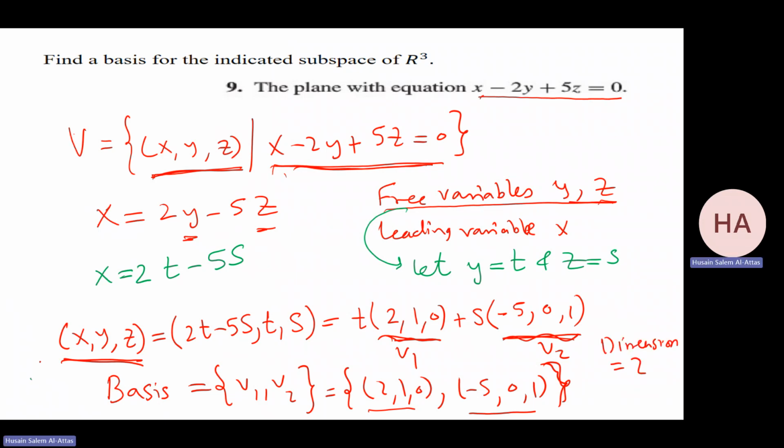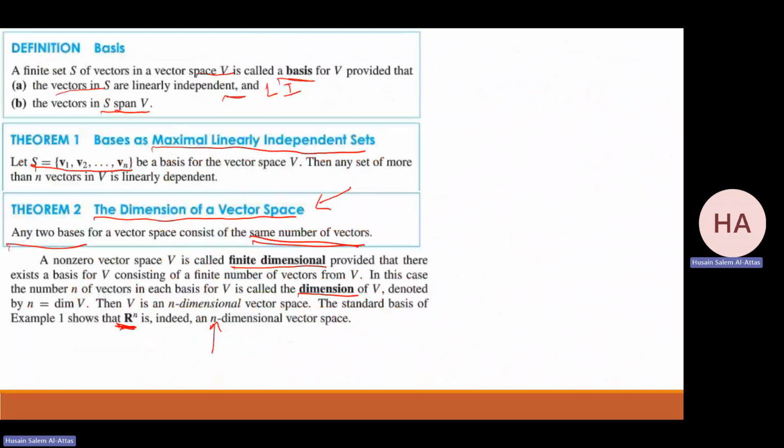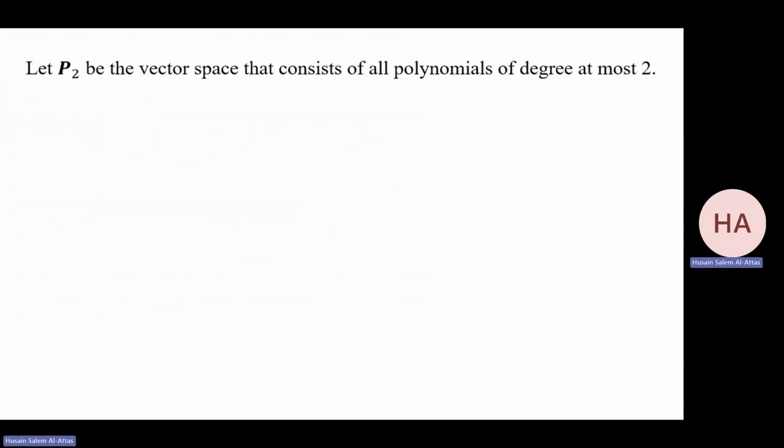equal to. He did not ask about the dimension, but just for curiosity. As I said, any two bases have the same number of vectors, which we call the dimension. Yeah, this idea of vector space is not only for vectors in R1, R2, R3, or Rn. No, it can be for any collection of elements.